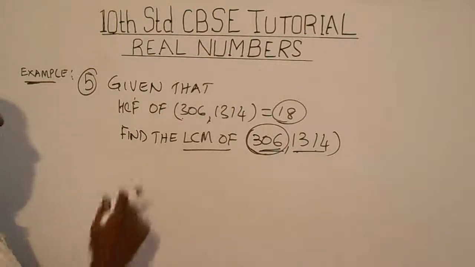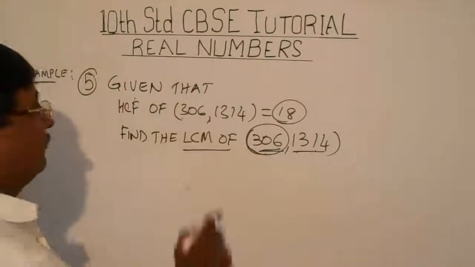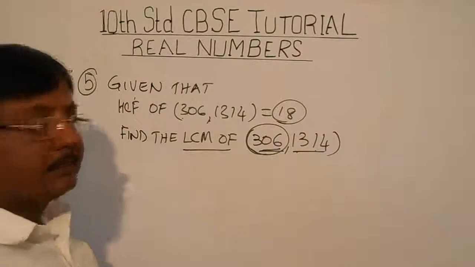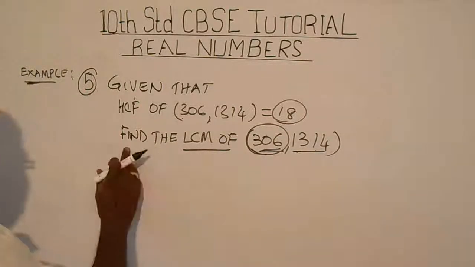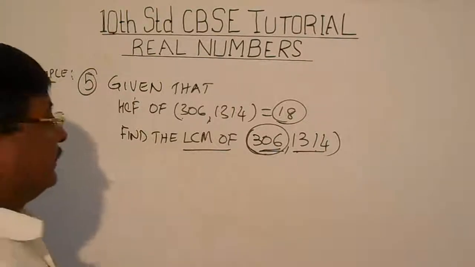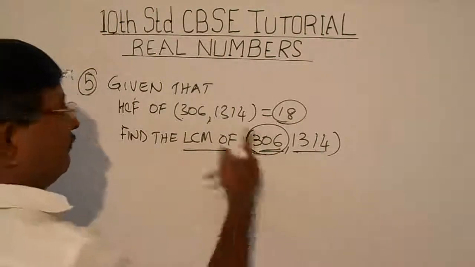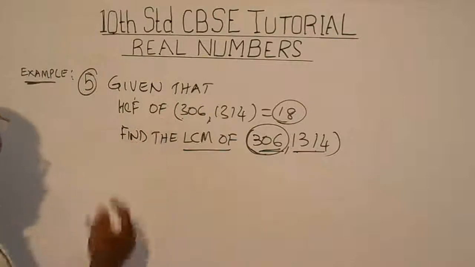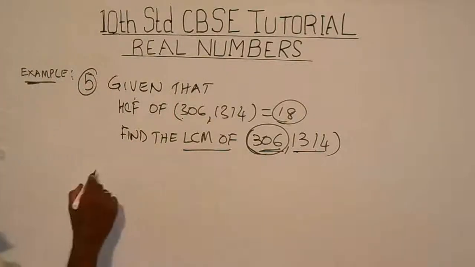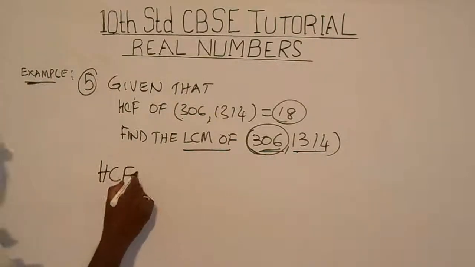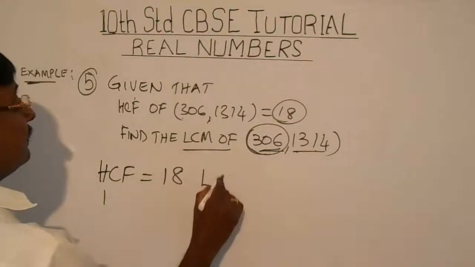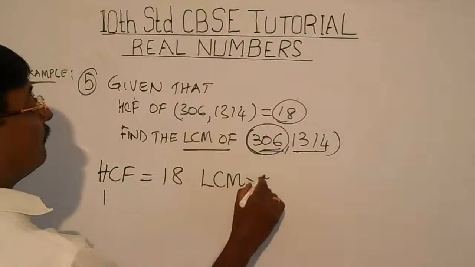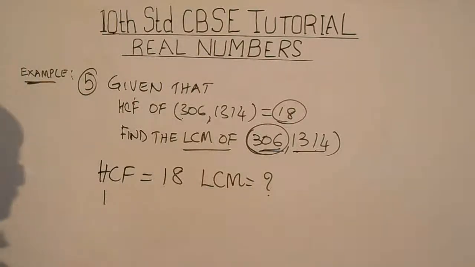Now we will look into sum number 5. Given that the HCF of 306 and 1314 is 18. The given data itself says the HCF is 18, and we have to find the LCM of 306 and 1314 based on this HCF. The HCF is given, and the LCM we have to find, which I say is X.